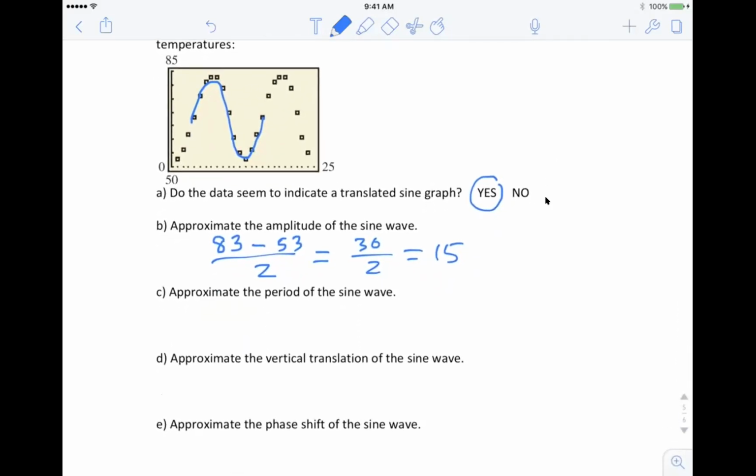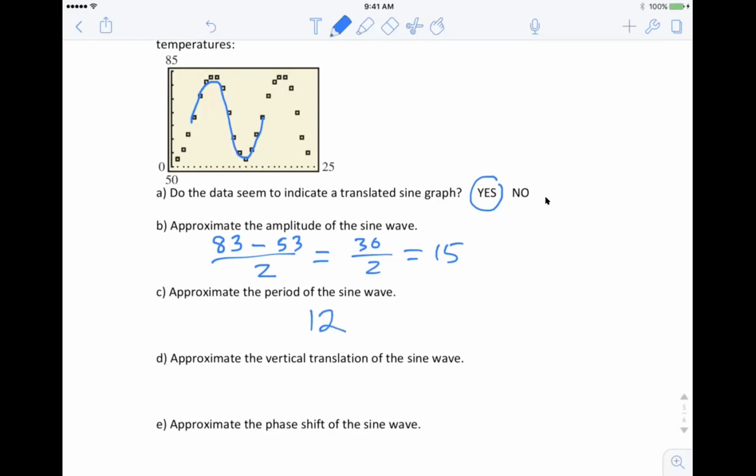How about the period of the sine wave? Well, this is a 2-year cycle, and the x-axis is labeled in months, right? So each cycle should be 1 year or 12 months. So the period is 12, because it's 12 months in a year, right? So every 12 months, we'll get a new cycle.